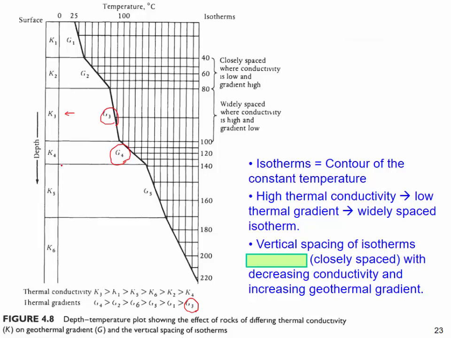the one with the lower conductivity. So if you draw a line of constant temperature, it's called an isotherm. For example, here, I think it's at 10 degree Celsius intervals: 20, 30, 40, 50, 60, 70, right? So in the high geothermal gradient region, you have closely spaced isotherms, and in the low geothermal gradient region, you have widely spaced isothermal contours. So vertical spacing of the isotherms decreases with decreasing conductivity and increasing geothermal gradient. It is very obvious.